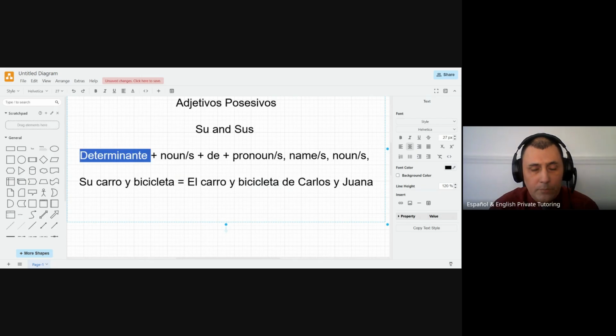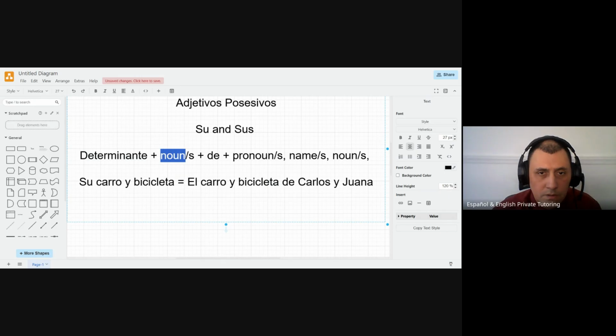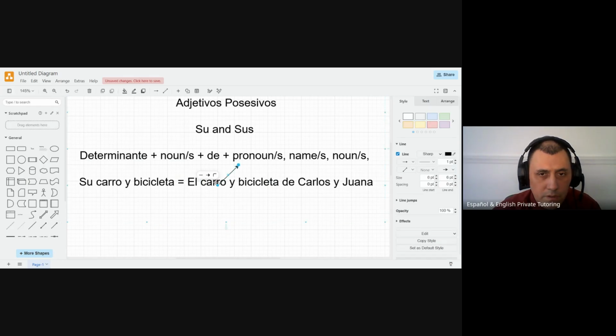So what is a determinant? Determinant is any word that helps give more meaning to the noun. So it could be an article. It could be a demonstrative adjective. It can be another adjective that can go before the noun, and so on. In this case, I keep it simple, so I'm only using an article. Okay, and I'm going to point it out here.